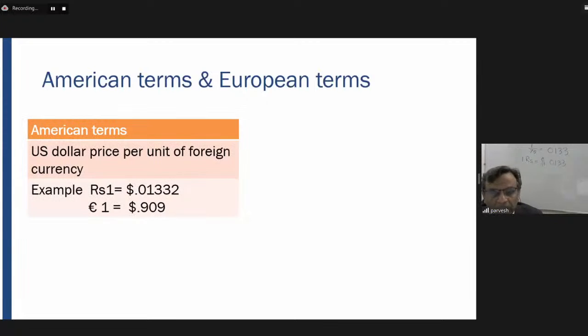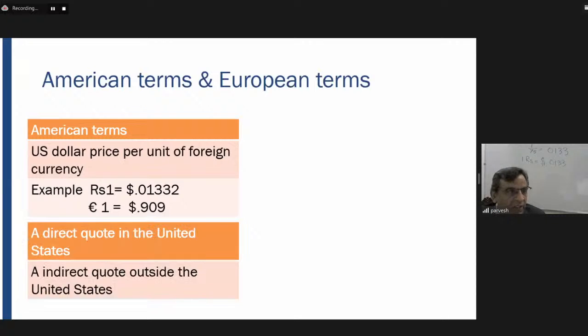So let's look at this. Now, suppose 1 rupee is equal to so many dollars, and we know that this is basically an indirect quote for Indians, and it's a direct quote for Americans. Okay, fine. 1 euro is equal to so many dollars. Now, again, this is a direct quote in the United States, as we know.